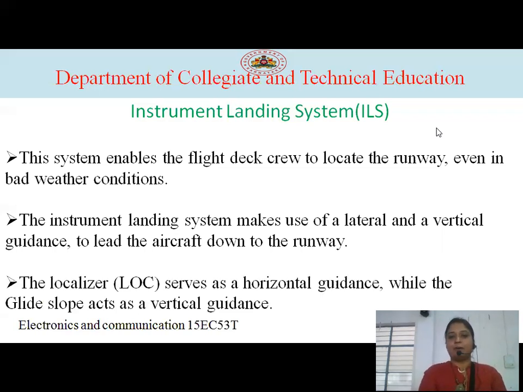Now the part which handles the lateral issues is called the localizer, that is LOC. It is guiding in the horizontal plane, while the glide slope acts as the vertical guidance. So the instrument landing system provides the pilot both planes, horizontal as well as vertical. The LOC, the localizer, provides the horizontal guidance, while the glide slope provides the vertical guidance.